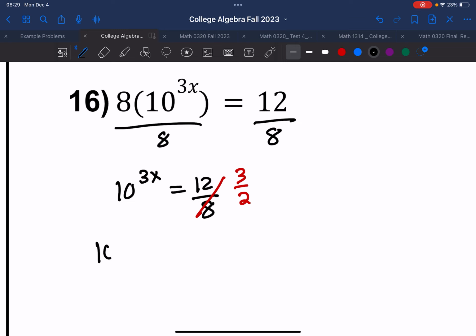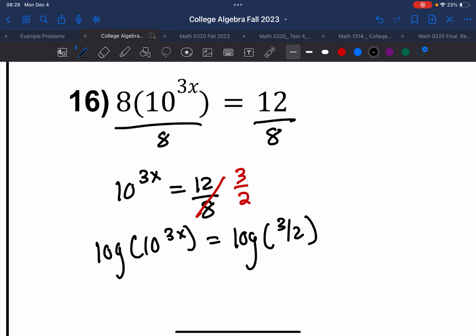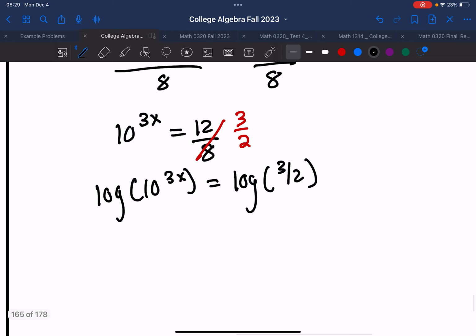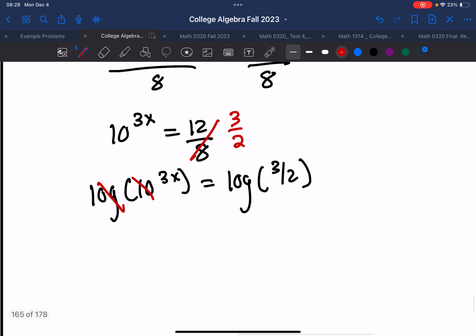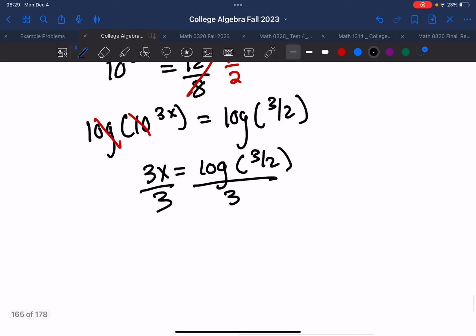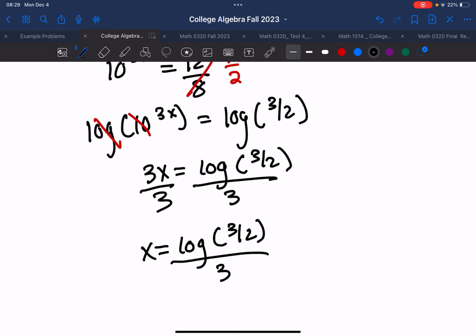Then I take the log of both sides, so log of 10 to the 3x is equal to log of 3 halves. The log and 10 cancel out, so I'm left with 3x is equal to the log of 3 halves. Divide by 3 to solve for x, and I get x is equal to log of 3 halves divided by 3, or if you type this into your calculator, approximately 0.06.